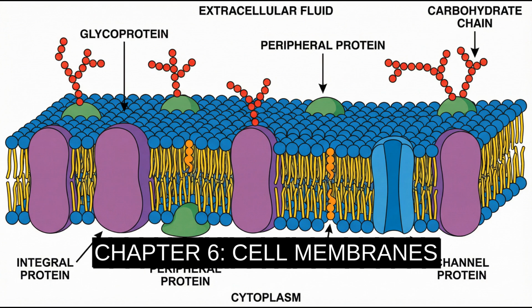Chapter 9: Cell division. The cell cycle consists of interphase and mitosis. Interphase includes G1 phase for cell growth, S phase for DNA replication, and G2 phase for preparation for mitosis.